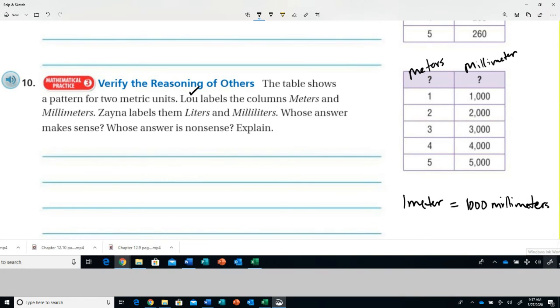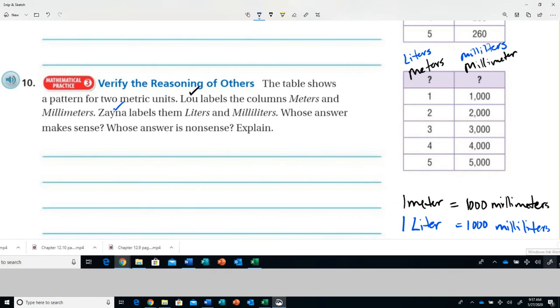Zaina labels liters and milliliters. Let me change colors here. We'll do Zaina in blue. So she says liters and milliliters. Well, if you go back and you find 1 liter is equal to 1,000 milliliters, she is also correct. This table would work for either one. So whose answer makes sense? Well, they both make sense. Whose answer is nonsense? Neither one of them is nonsense. It's just how they interpreted the graph.